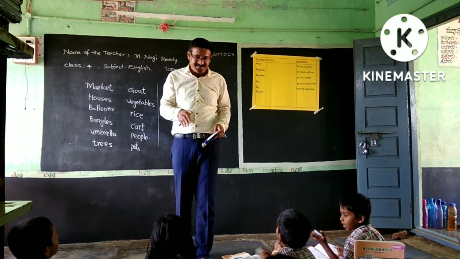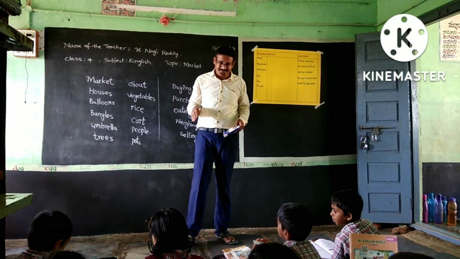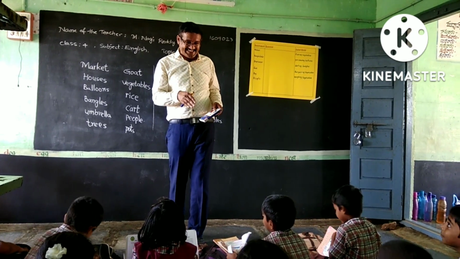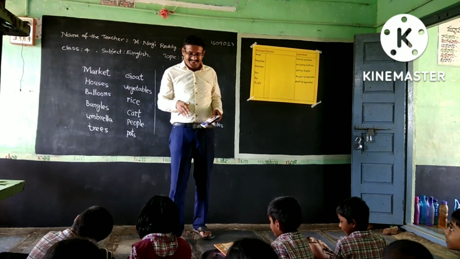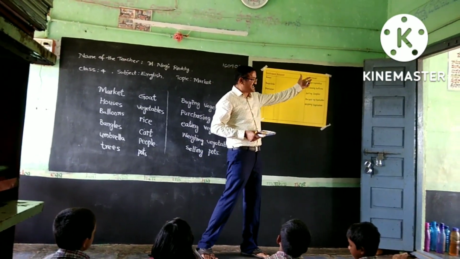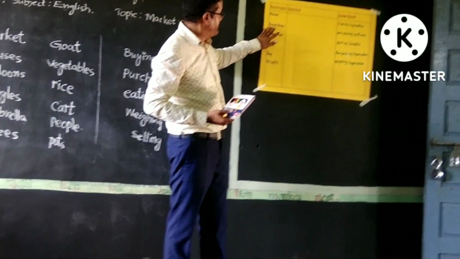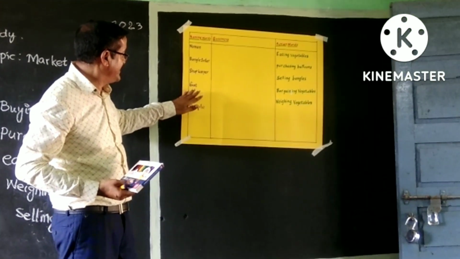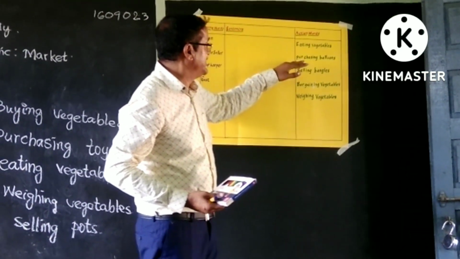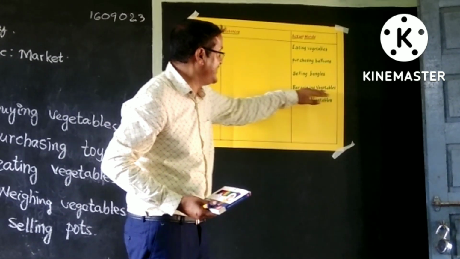That's it, put it in your bag. Here the name words are there, and action phrases are action words. I read them: a man, bangle seller, shopkeeper, goat, boy, pig. Eating vegetables, purchasing balloons, selling bangles, bargaining vegetables, weighing vegetables.